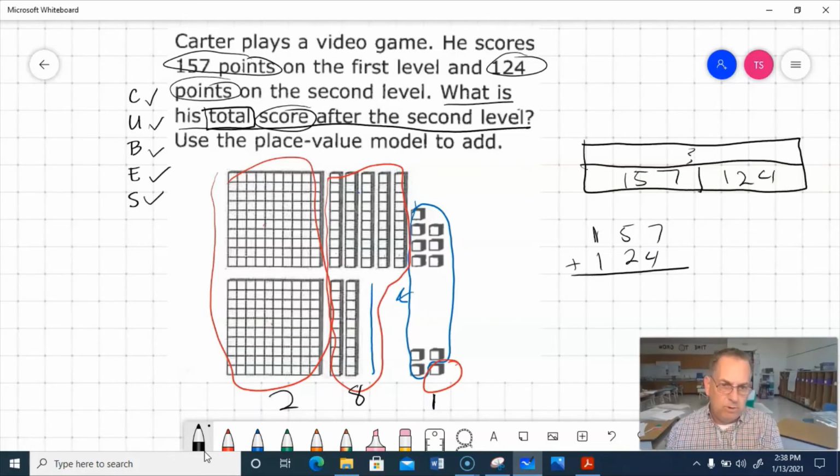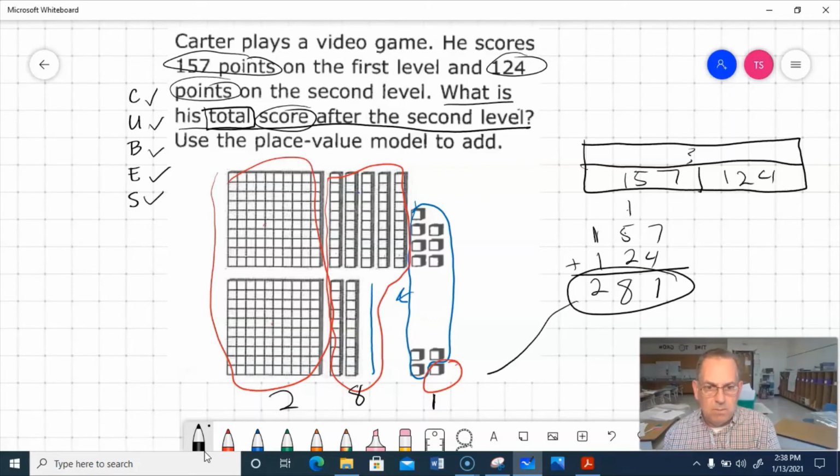So we add our ones place first. 7 plus 4 is 11. We cannot have 11 in the ones place, so I'm going to take the 10 from the 11, move over to the tens place. And then 5 plus 1 plus 2 is 8. Or 50 plus 20 plus 10 is 80. And then 100 plus 100 is 200. 281. Same thing we got when we used our base 10 blocks or our pictorial model or place value model or whatever we want to call it.